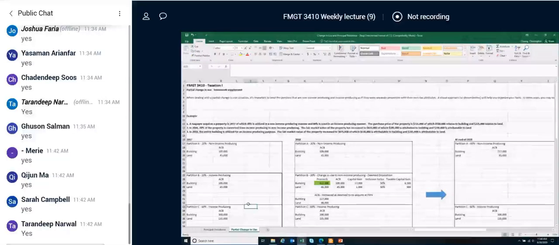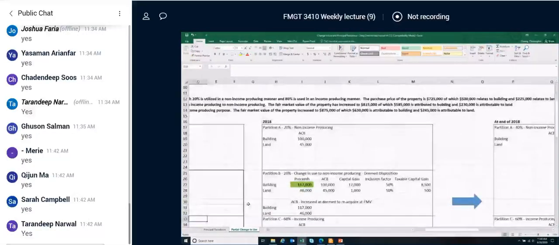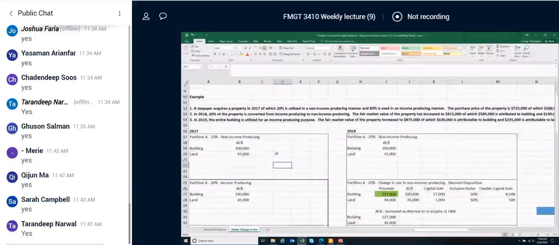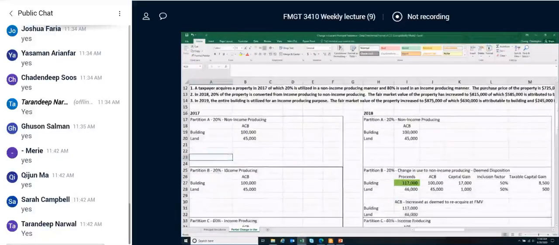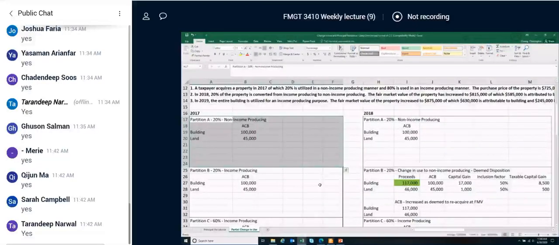Partial change in uses. This is going to be in your homework, and this is what I call a homework supplement. You're going to get a question that's really going to make you focus on this piece. When you are dealing with partial change in uses, what is important is you have to be able to subdivide the properties into multiple pieces to visualize the change in use.